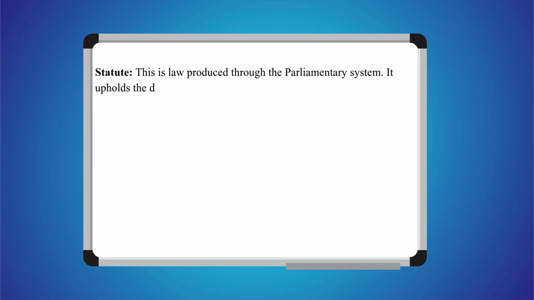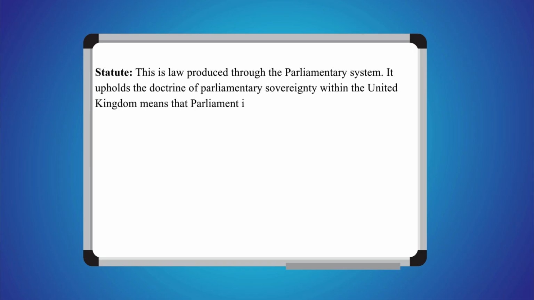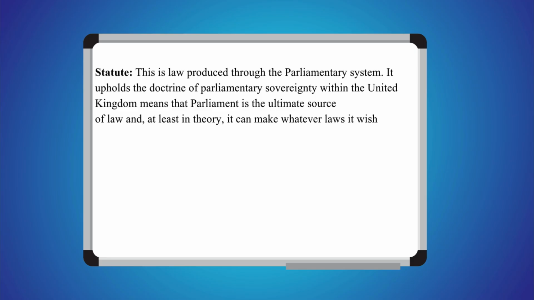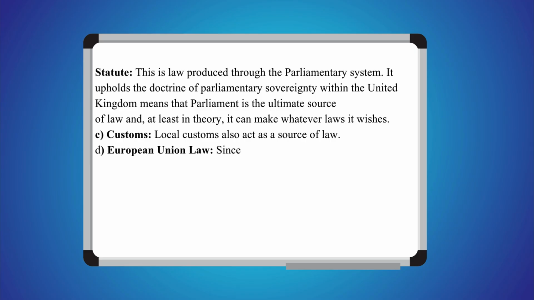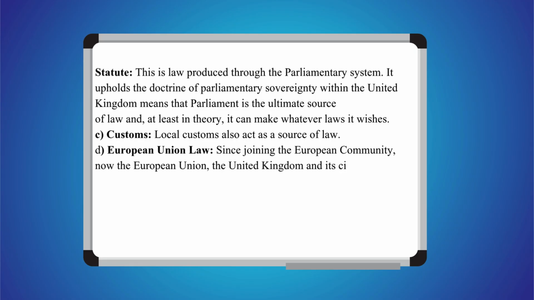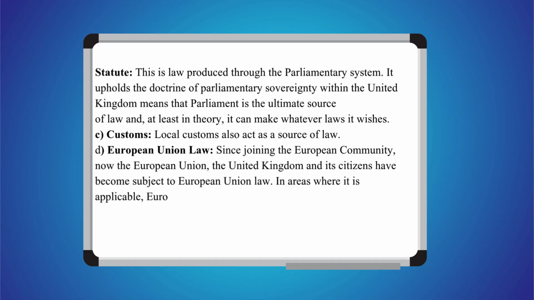Statute. This is law produced through the parliamentary system. It upholds the doctrine of parliamentary sovereignty within the United Kingdom, which means that Parliament is the ultimate source of law and, at least in theory, it can make whatever laws it wishes. C. Customs. Local customs also act as a source of law. D. European Union law. Since joining the European Community, now the European Union, the United Kingdom and its citizens have become subject to European Union law in areas where it is applicable. European law supersedes any existing United Kingdom law to the contrary.